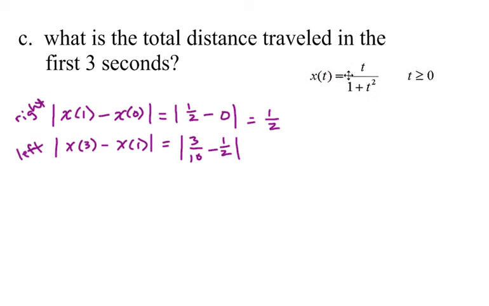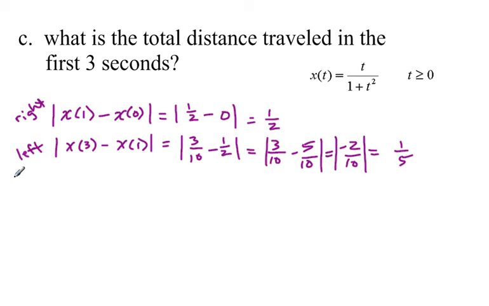And then in this second one, we've got to do a little work with fractions. So let's see, we've got 3/10 minus 5/10, which looks like negative 2/10, which is 1/5. Remember, we were taking the absolute value of all of these. So absolute value, absolute value.